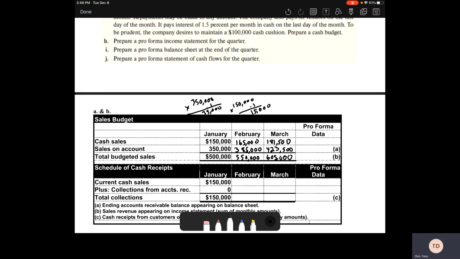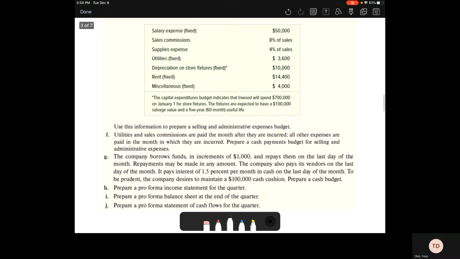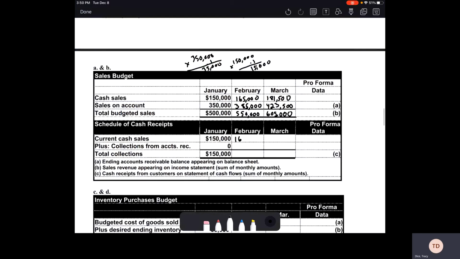Now we've got to look at part B, where they tell us that the company expects to collect 100% of the accounts receivable generated by the credit sales the month following the sale. So cash, we're obviously collecting in that month. So February, we're going to collect 165,000. March, we're going to collect the 181,000. But we're collecting the previous amount for accounts. So since there wasn't a December, we collect 0 in January.